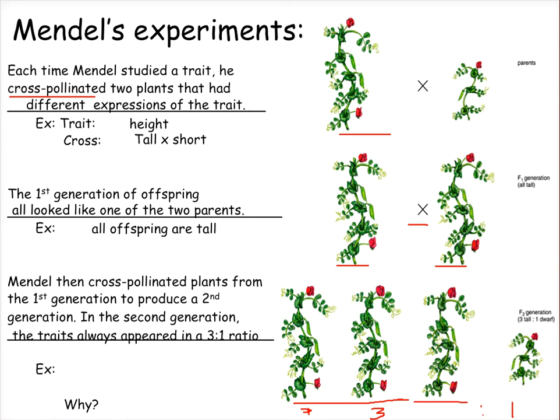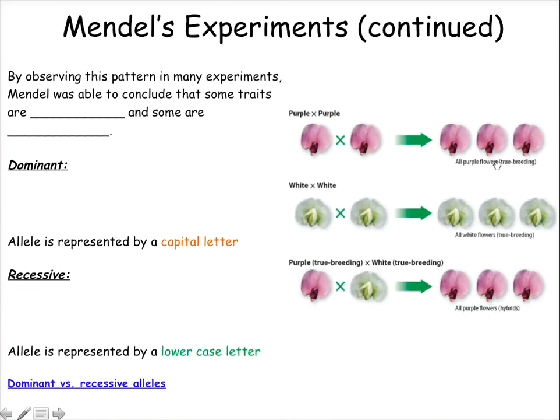So the question then is, why did this short trait seem to reappear in this second generation? What explains this? What explains the fact that we got 3 tall and 1 short? And how did Mendel explain this? So, after observing this pattern in many experiments, Mendel was able to conclude that every trait was controlled by 2 factors, and that some of those factors are dominant, while others are recessive.